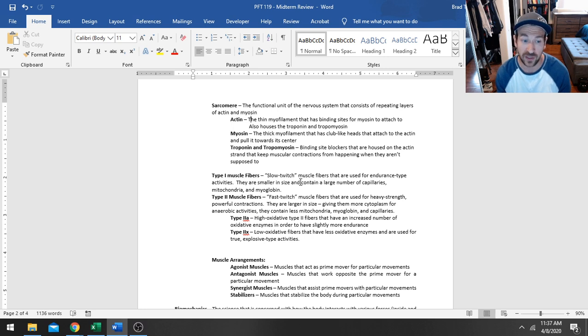But luckily, whenever we create a muscular contraction, your nervous system generates an action potential, which then makes an action potential within your muscle fiber. That's what we call a motor unit, right? A single neuron and all the fibers that it zaps.